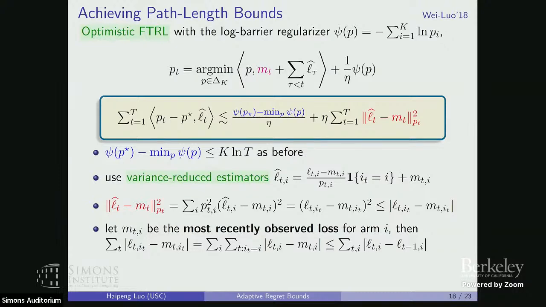And again, it means that if the environment is slowly changing, your stability term is much better than O of T. Last step, pick the optimal eta, and you get this. Any questions?